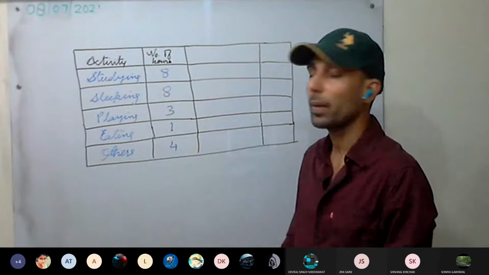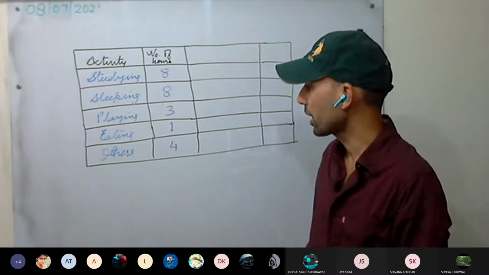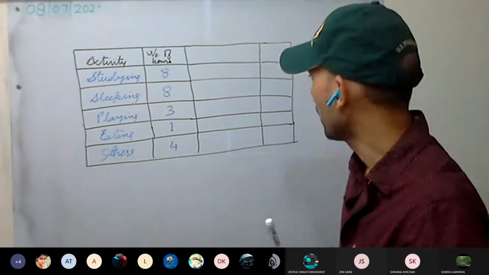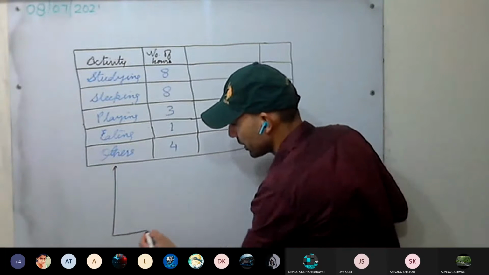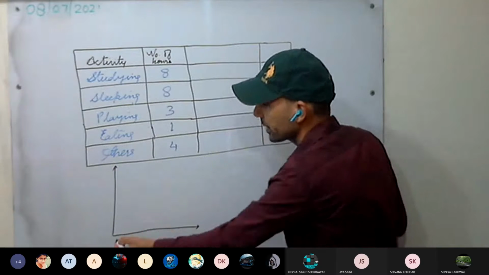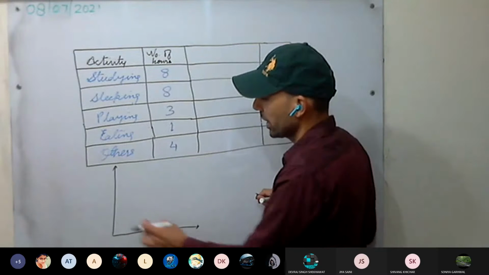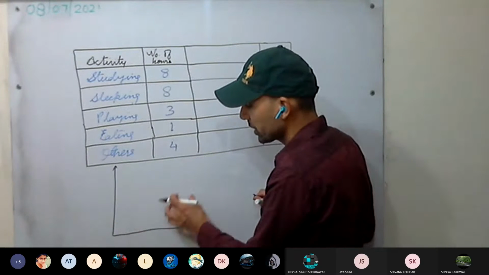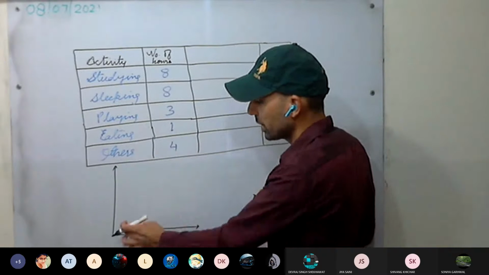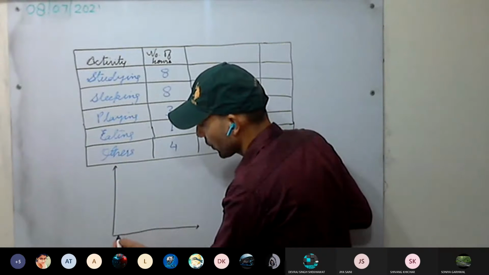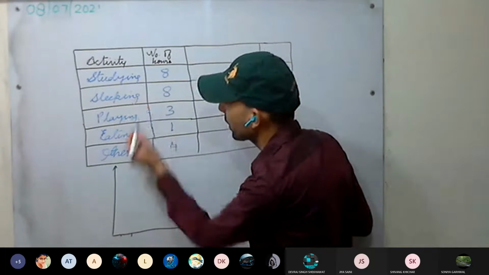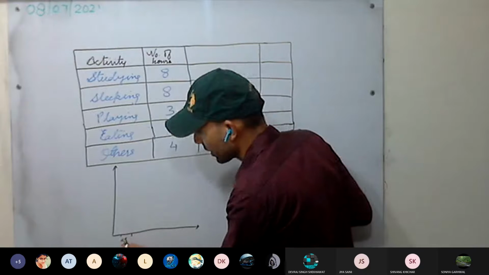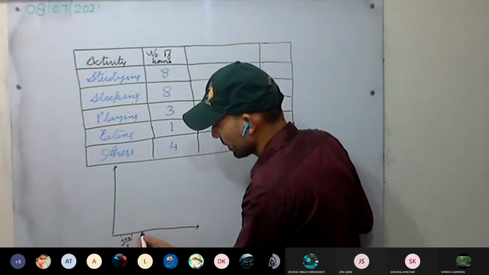So we can draw the bar graph, yes or no? How to draw the bar graph? X-axis, Y-axis. Here we'll take the activities. Each bar will be of the same width. Height will be different, width will be the same. So for the first activity, we leave 1 centimeter. Next 1 centimeter I mark. This is studying.